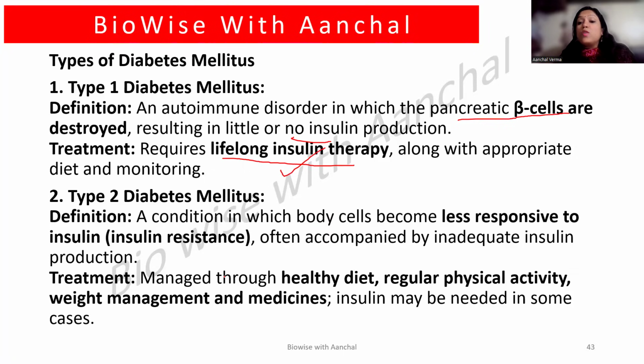Type 2 diabetes mellitus is insulin resistance. It is basically insulin independent. The insulin is being produced in your system, but your cells have become resistant to it. So in that case, a healthy diet, regular physical activities, weight management, and medicines can help.